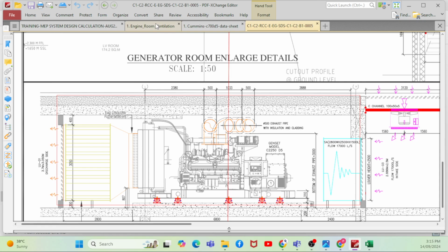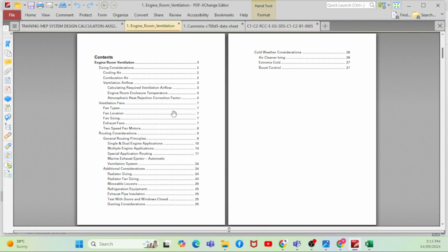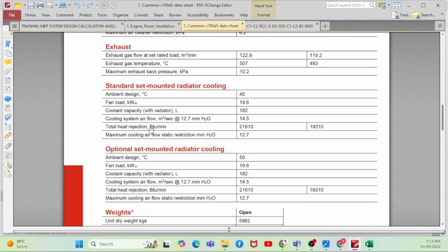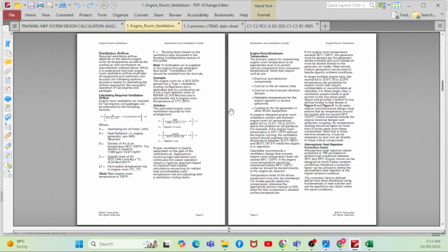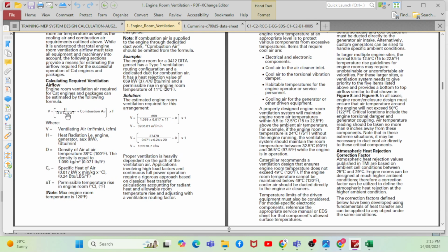Now if you go to this particular sheet, you can see engine room ventilation, what is the sizing to be considered based on the cooling air and based on the combustion air. You are able to calculate the ventilation flow required. If you talk about the manufacturer data, how they arrive at this value, this is based on the heat transfer equation. If you go down below, you can see the heat equation, right? Q equal to m cp delta T.